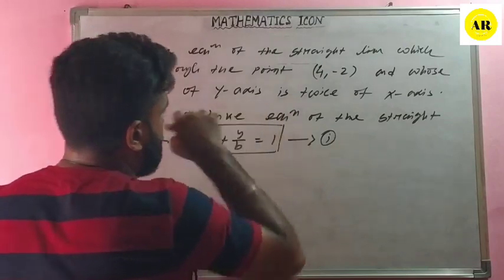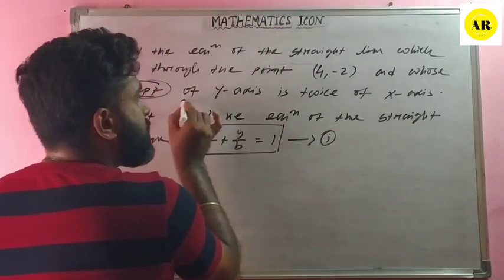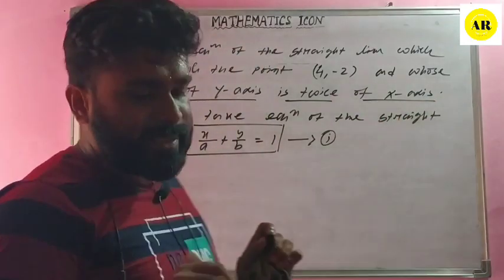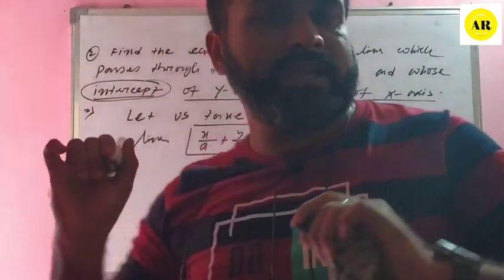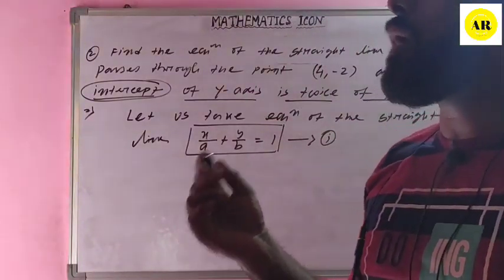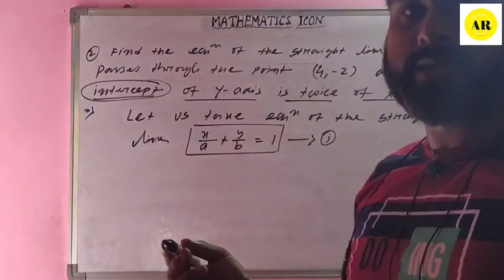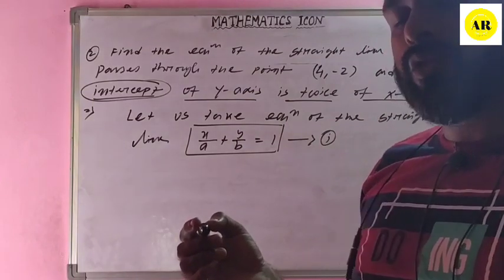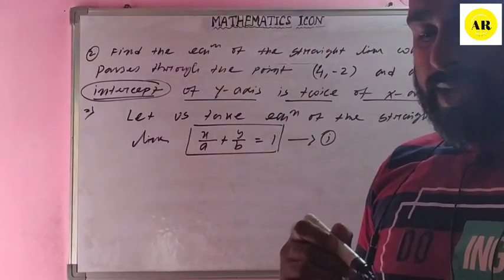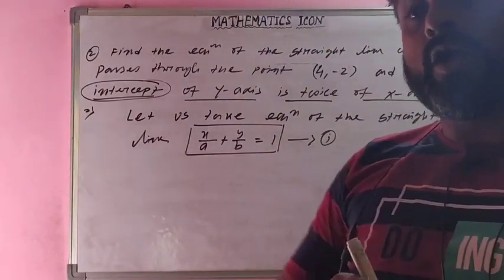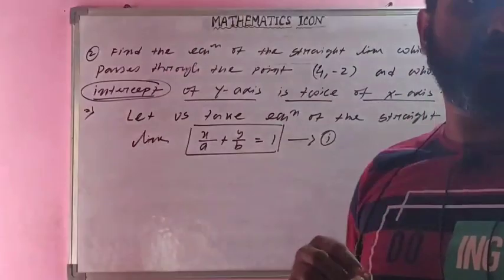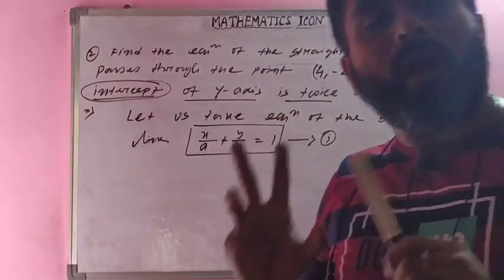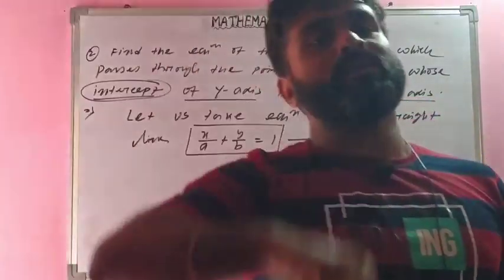Now according to the question, you can see the intercept on the y-axis is twice that on the x-axis. That means whatever intercept this straight line makes on the x-axis, it will make double that on the y-axis. If it makes 2 units on the x-axis, it will make 4 units on the y-axis. If 6 units on the x-axis, then 12 units on the y-axis. If a units on the x-axis, then twice a units on the y-axis.